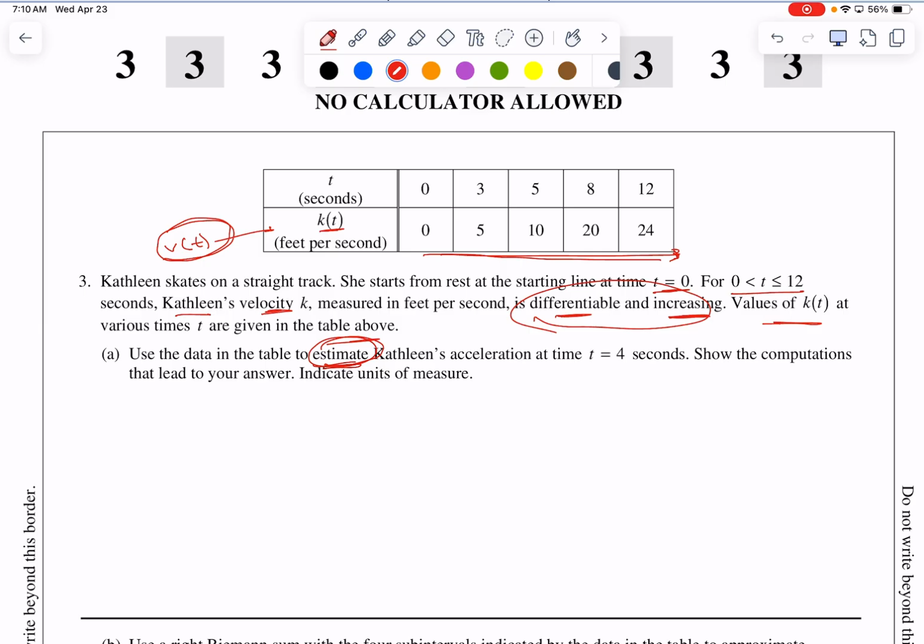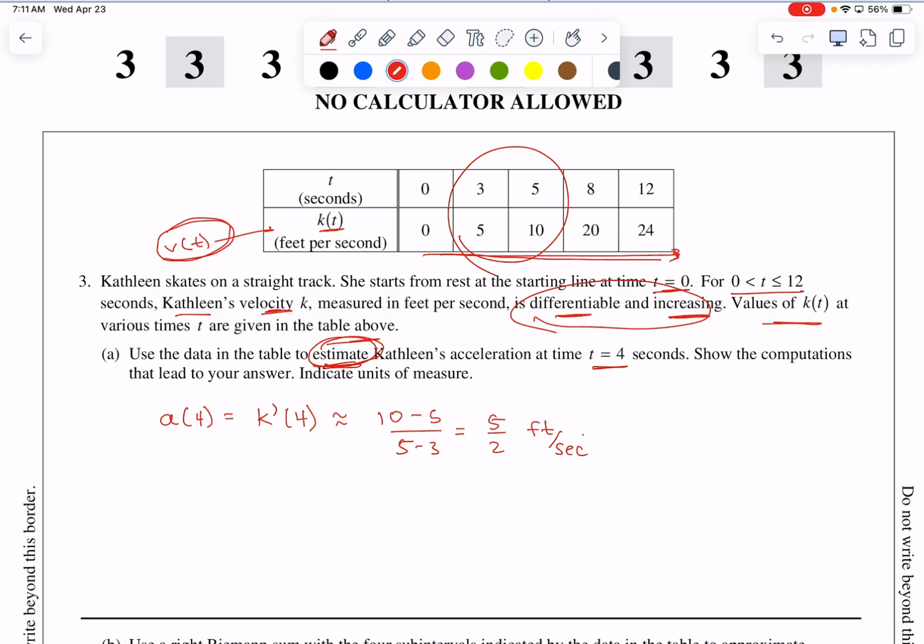All right, at t equals 4. So I want to estimate a of 4. That is the derivative of Kathleen's velocity at 4 seconds. So to estimate a derivative, we do AROC. At 4 seconds, I'm just going to use these 2 points here. So I'm just going to take 10 minus 5 over 5 minus 3. That's going to give me 5 over 2, and the units would be feet per second squared.